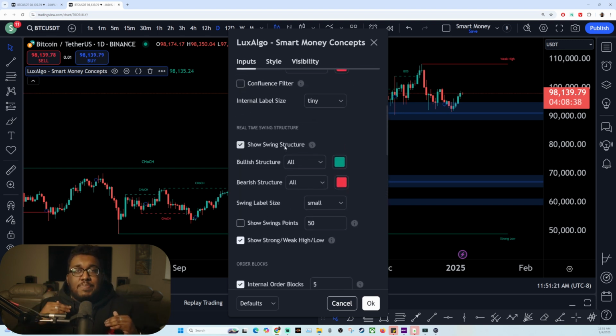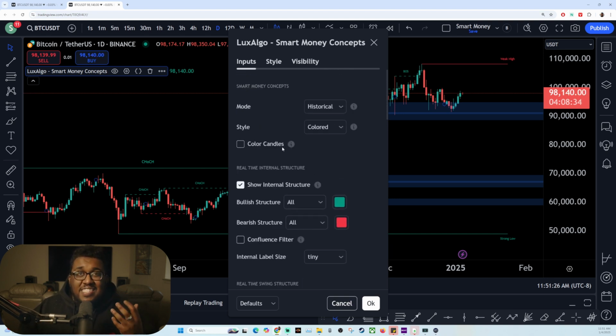So I'm going to break it down piece by piece just so you guys can actually use it in your day-to-day trading because I want you guys to make some consistent profits because those consistent profits are really how you become a full-time investor. So first off, we're going to be starting here with mode.